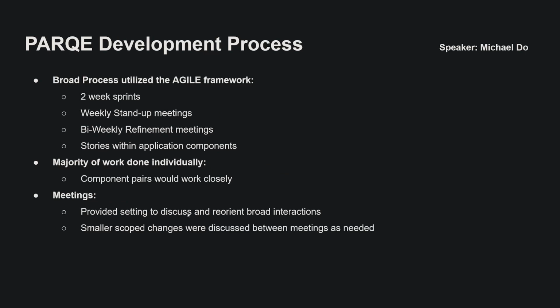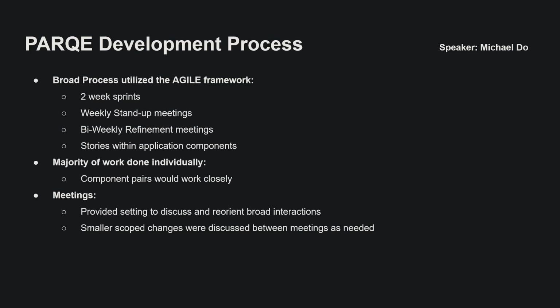Okay, so we're going to be talking about how the development process actually happened for the PARQE capstone. So first off, we were using an agile framework. So we had 2-week sprints. Initially, we tried to do 3, but we came to the conclusion that 2 allowed us to progress in shorter intervals, which allowed us to review and ensure that our product was working.